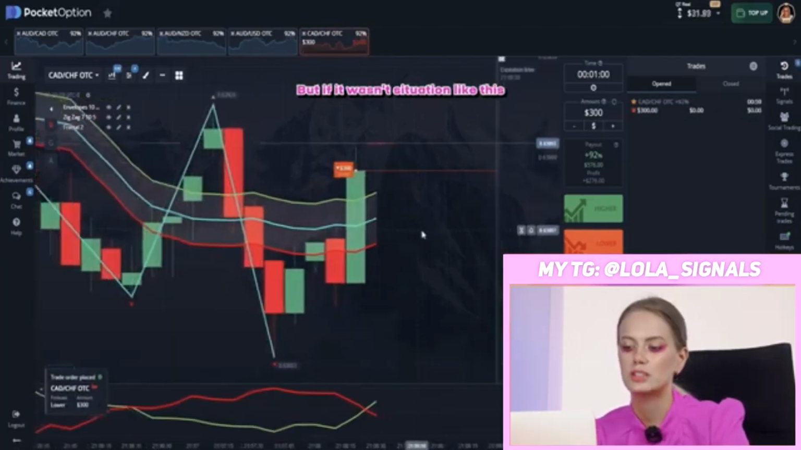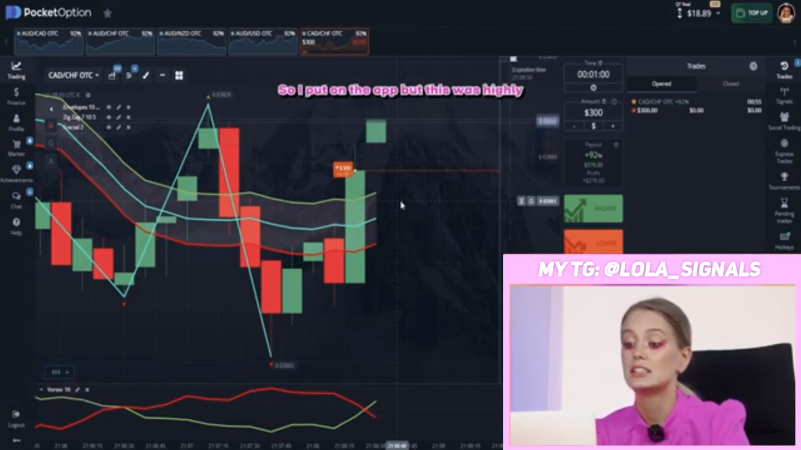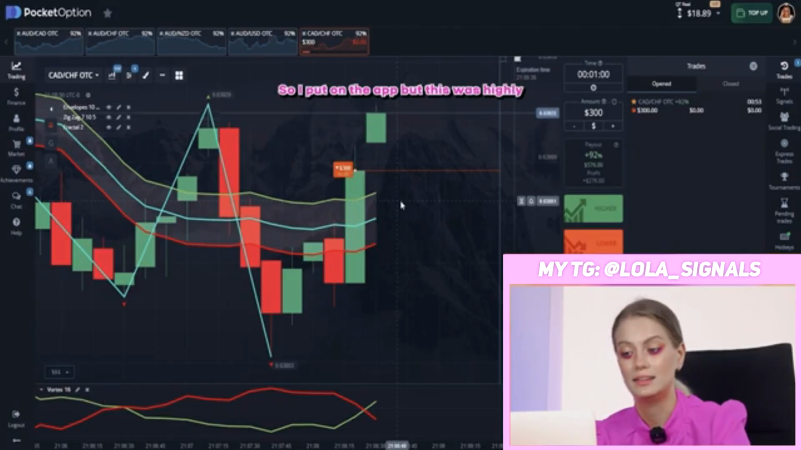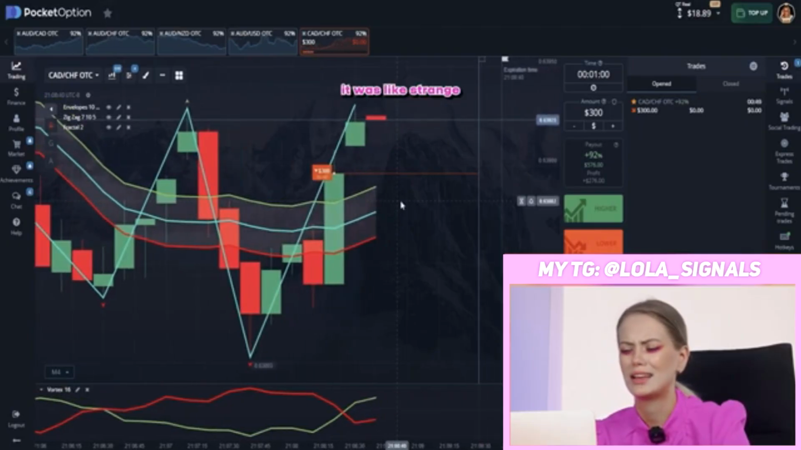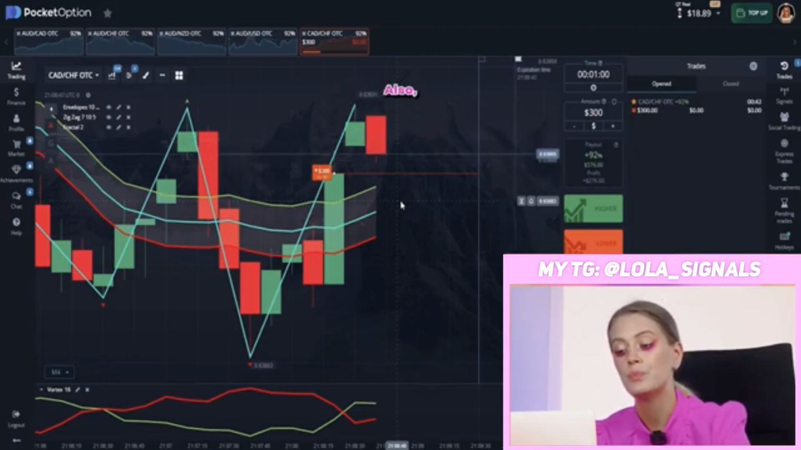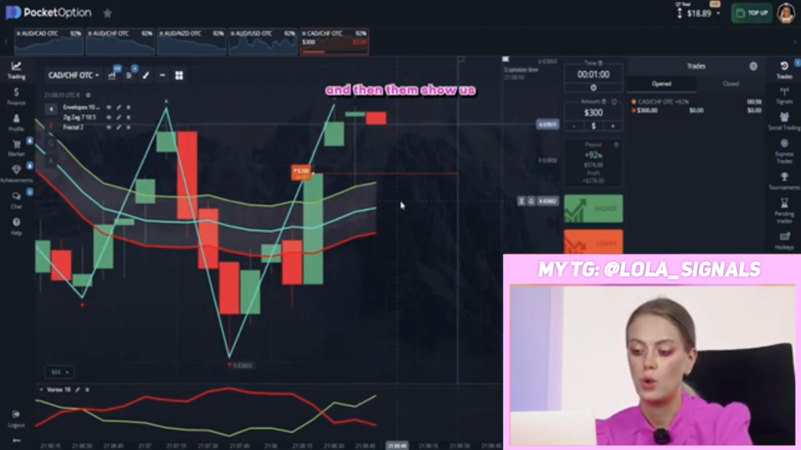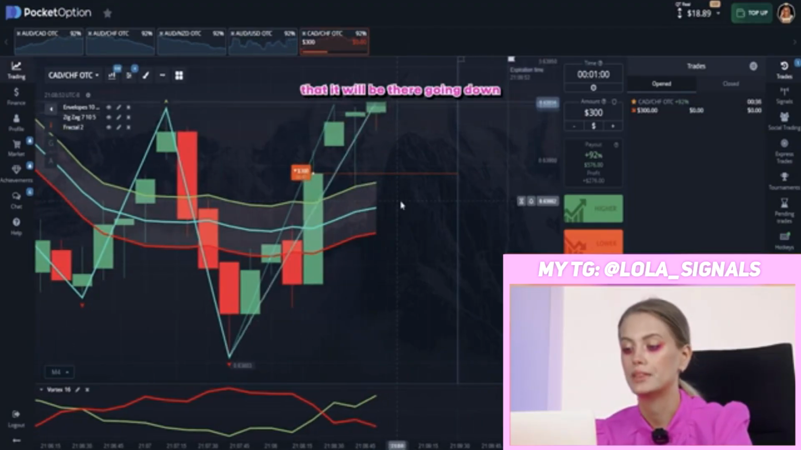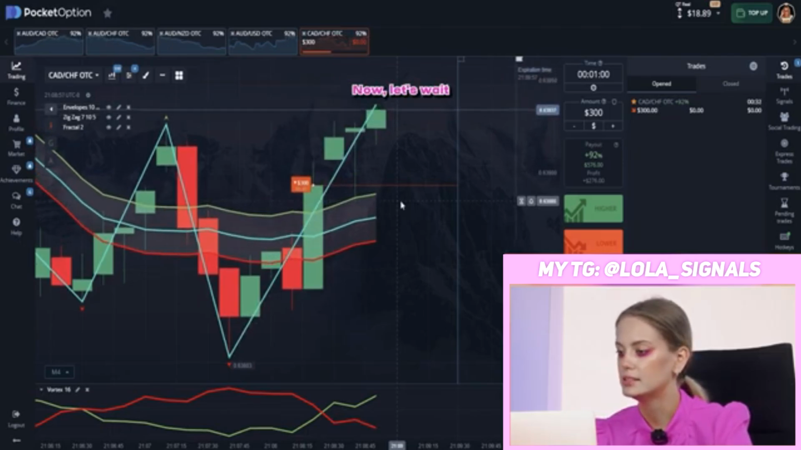But if it wasn't a situation like this, because right now you can see how our candle jumped, so I would put it on the up, but this was highly strange. It was strange, the movement from the candles, and that's why I don't think that it will continue to go up after this. Also, I look at our other indicators, and they show us that it will be going down, and I can only wait for the result now. Let's wait.